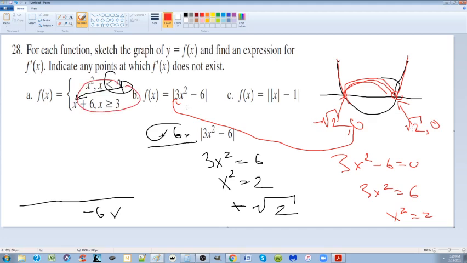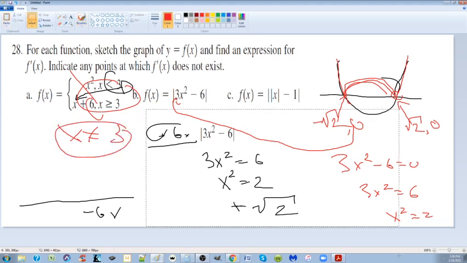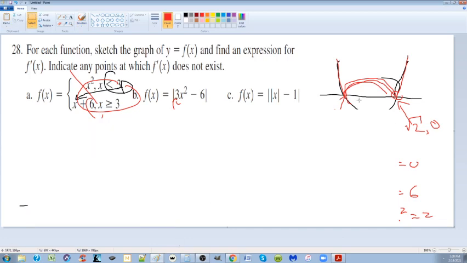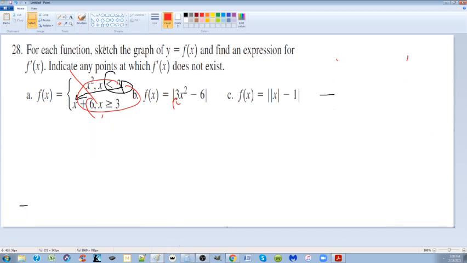For this one, the derivative exists everywhere except where they meet. So the derivative does not exist where x is equal to 3. And then for this one, they made my life hard. I don't even think I can answer this one because it's a derivative inside a derivative, which is just a nightmare. It's easier to let Desmos plot it for me.